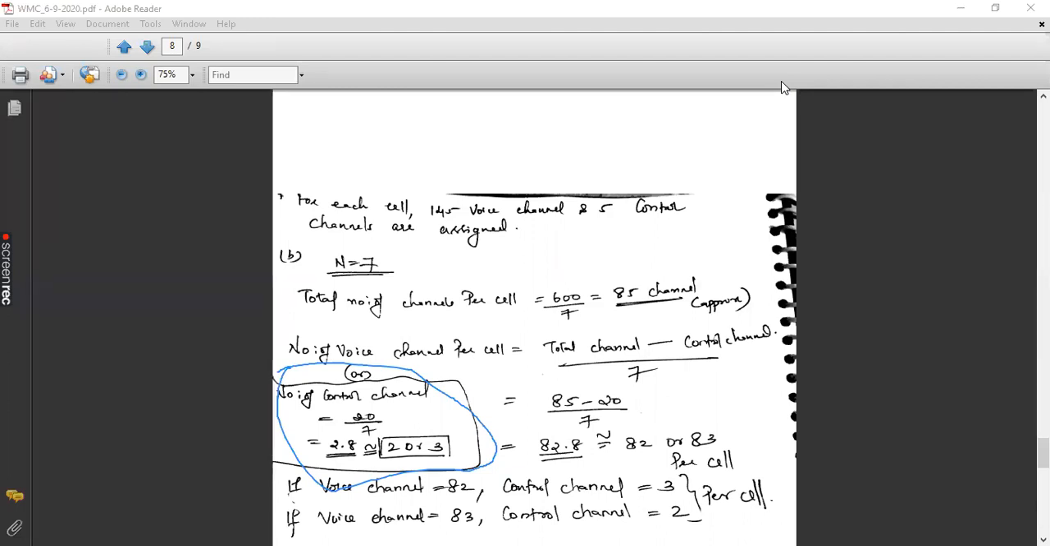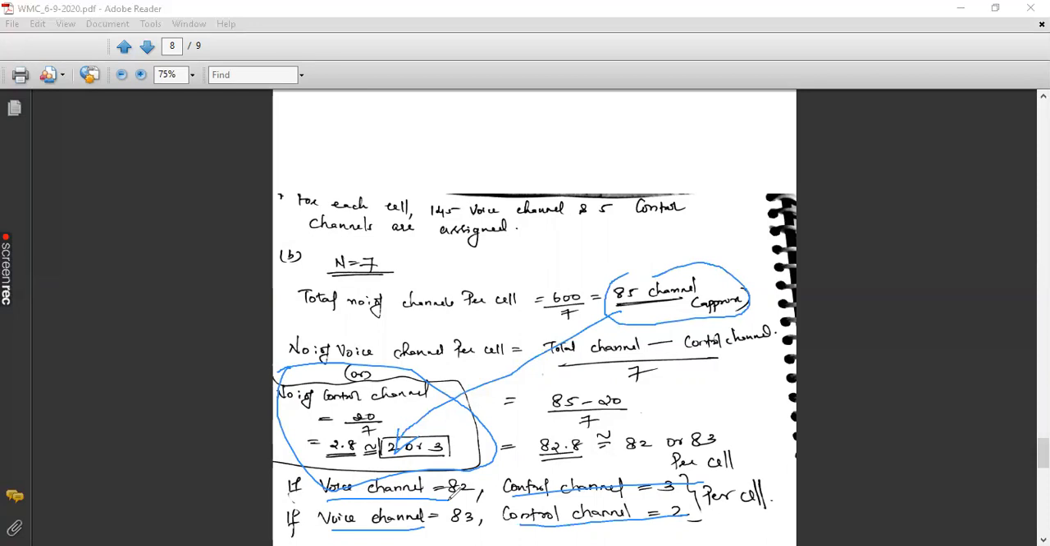If you take 2, what will be the number of voice channels? We have 85 channels allocated for each cell. Out of this 85, if you take 2 as control channels, then 85 minus 2 will be 83. So there will be 83 voice channels if you take 2 as control channels. Similarly, if you take 3 as control channels, then the remaining voice channels will be 85 minus 3, that is 82 voice channels. Clear? In that way, we are going to distribute.